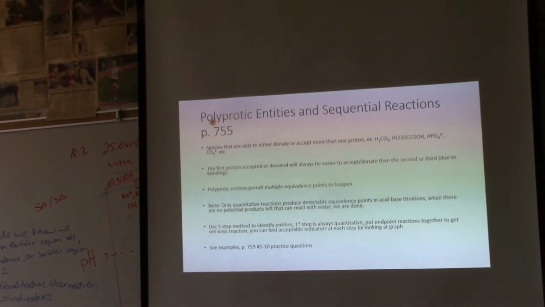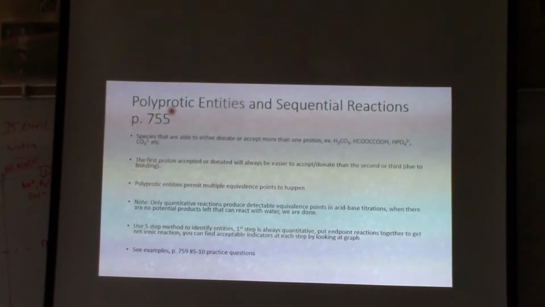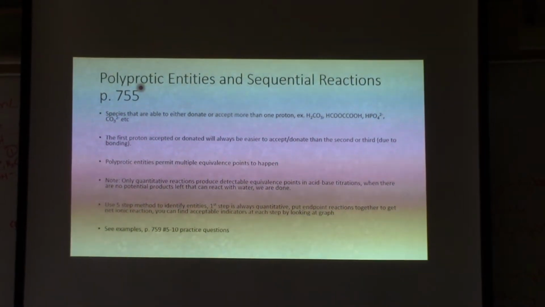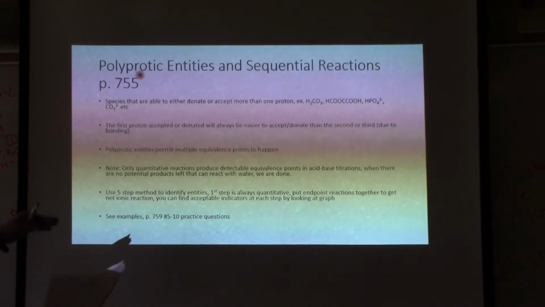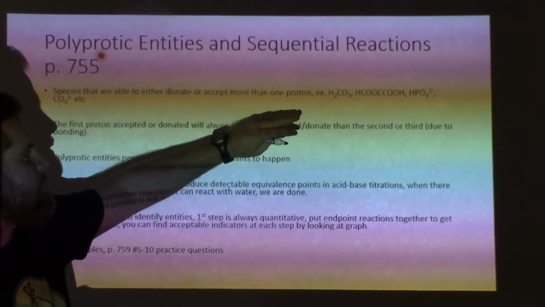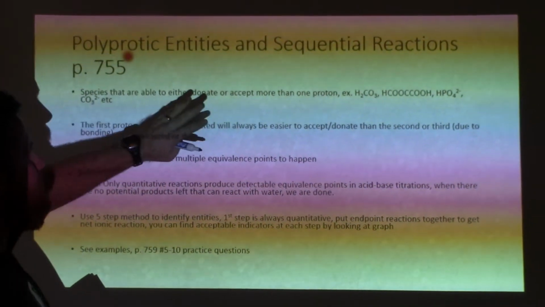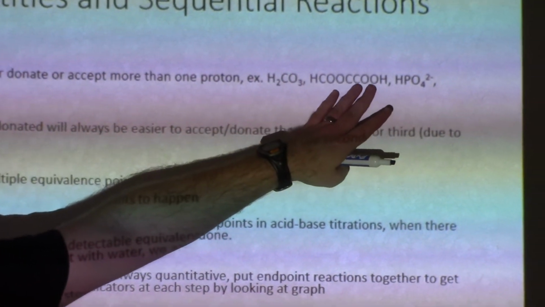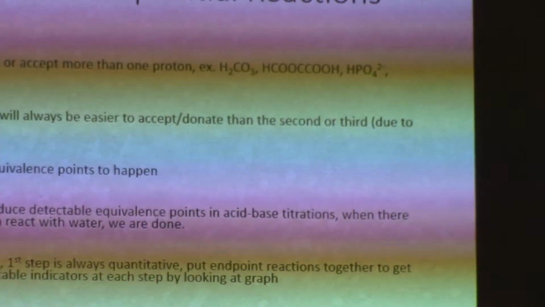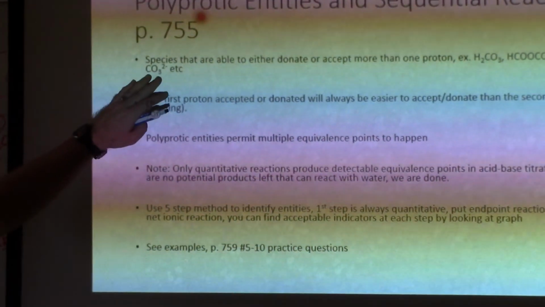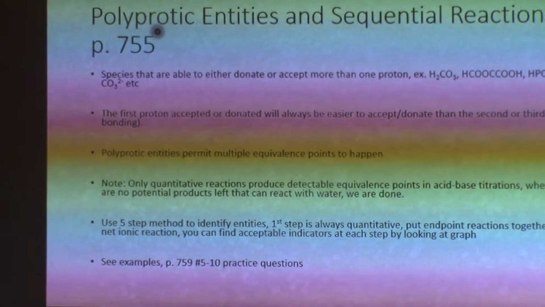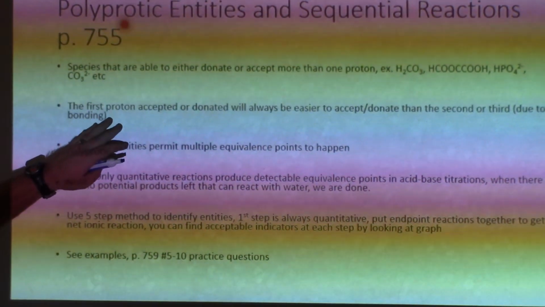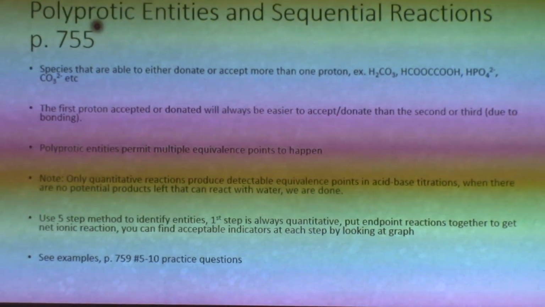So polyprotic, we talked about amphiprotic or amphoteric species, which could be polyprotic entities. These are species able to either donate or accept more than one proton, and they exist on your acid-base chart. So you have H2CO3, oxalic acid, HPO4 2-, CO3 2-. They can be both bases and acids. So the first proton accepted or donated will always be easier. Just a couple facts about this.